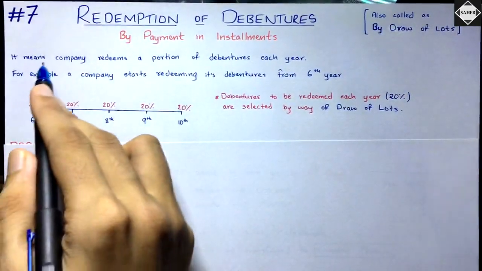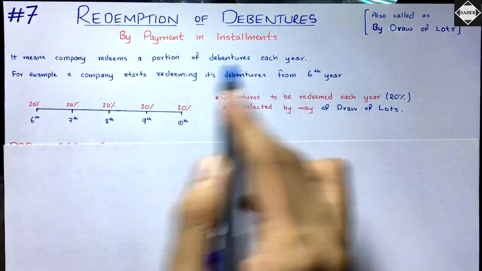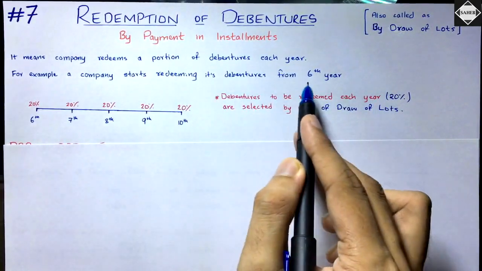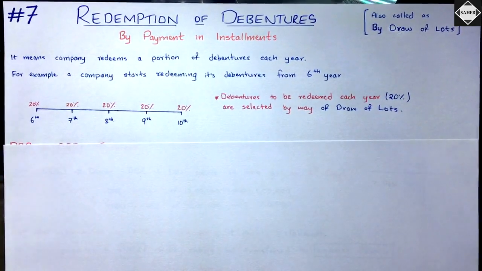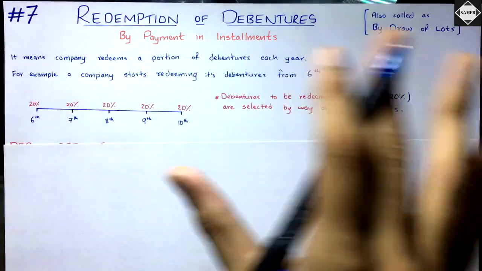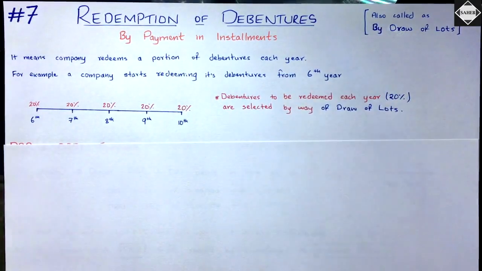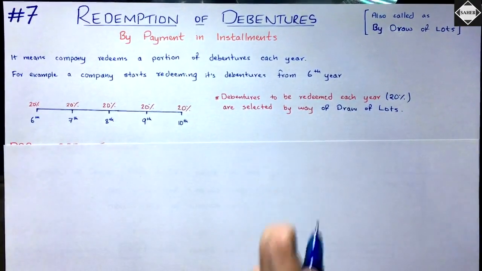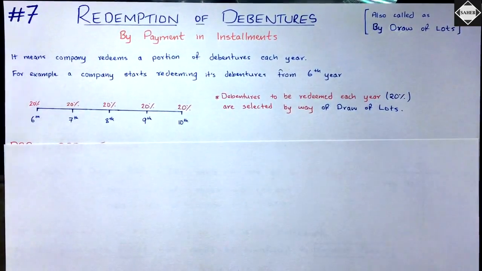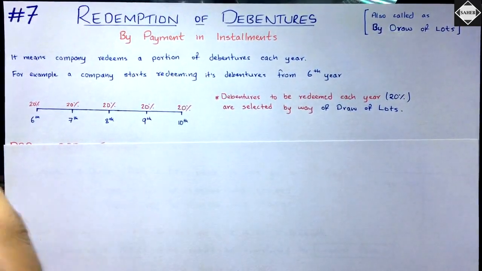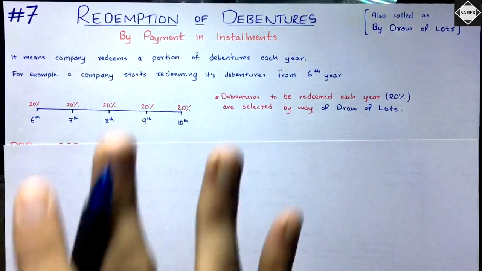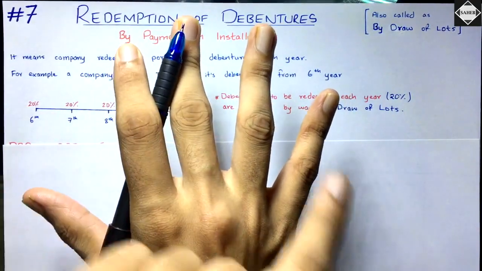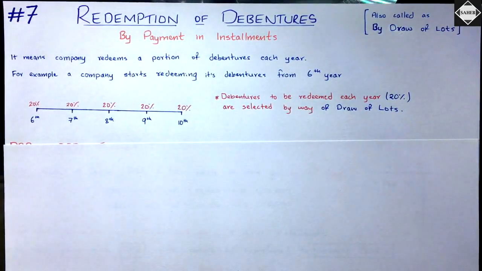See here, a company redeems a portion of debentures each year. For example, a company starts redeeming its debentures from the 6th year. Let's say 10 lakh face value of debentures are there in the company's balance sheet. The company doesn't redeem any debentures till the end of the 5th year. But from the 6th year onwards, it starts to redeem 20% each year till the 10th year. 20% of 10 lakh is how much? It is 2 lakh. They are redeeming these debentures for 5 years. So the entire 10 lakh will be redeemed in these 5 years from the 6th year to the 10th year, and the whole redemption will be complete. This way also the company can do.